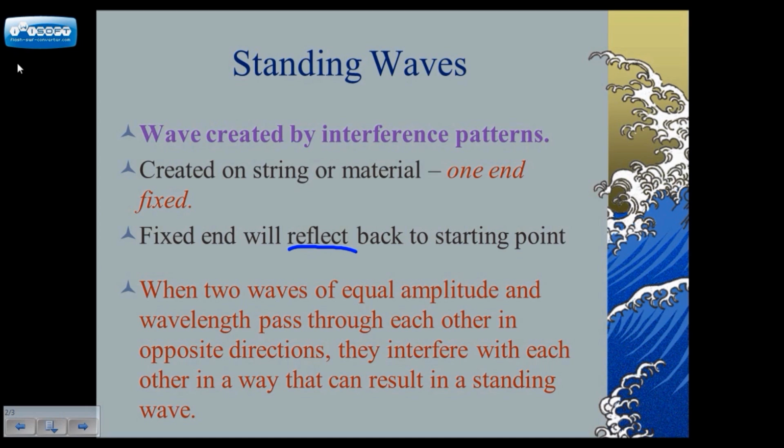I know this looks like a lot, but when two waves of equal amplitude and wavelength pass each other in opposite directions, they will interfere with each other in a way that can result in a standing wave. So all this is saying is you have a wave and you have its reflection. If they're going equal and opposite, then they can interfere and create a standing wave.